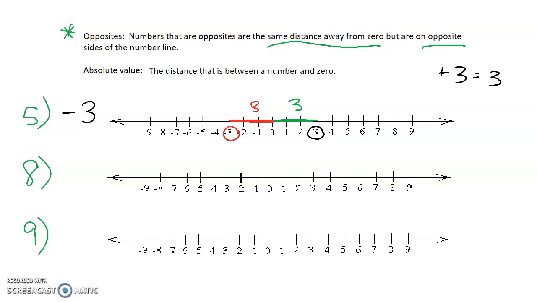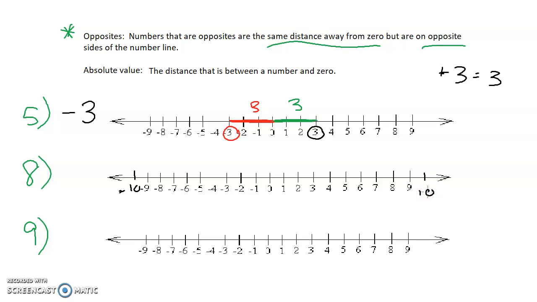All right, number 8, we are looking for the opposite of negative 10. Now my number line doesn't necessarily go out that far, so we're just going to add it in there. There's my negative 10, and there's the 10. Pretend they were there the whole time. That looks like a 16. Okay, we're going to redo that.